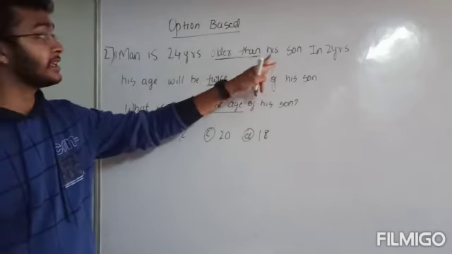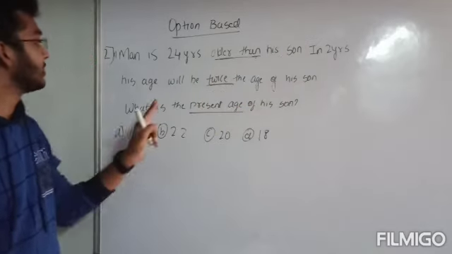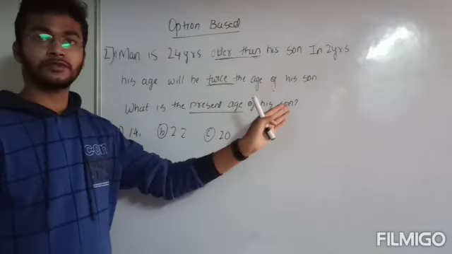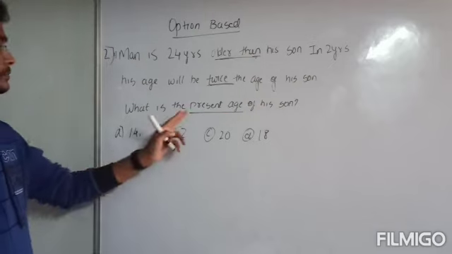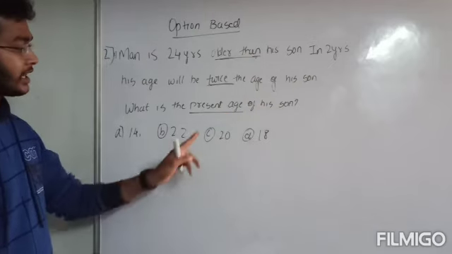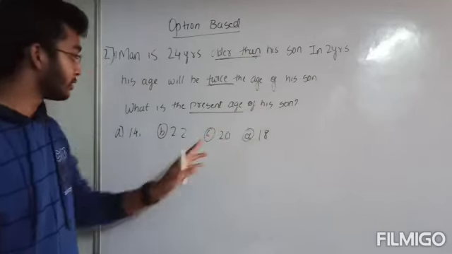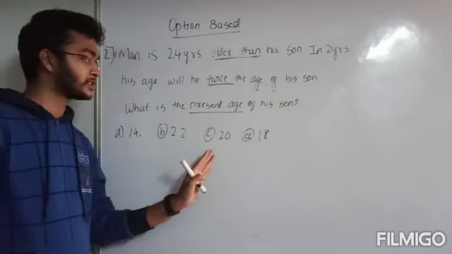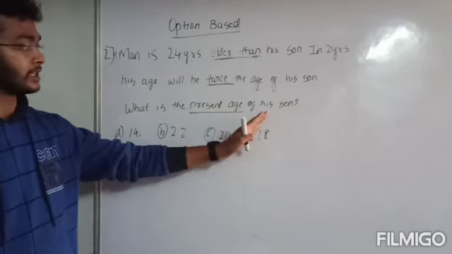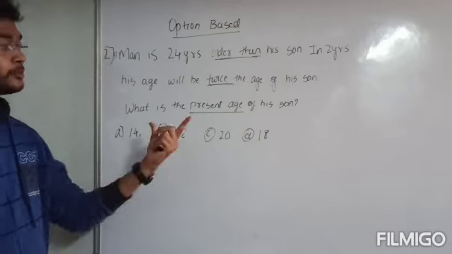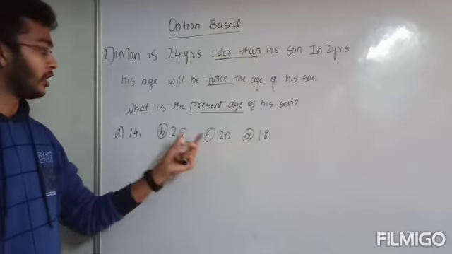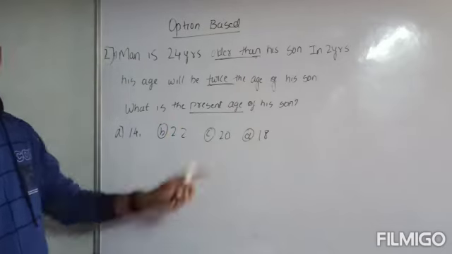24 years older than his son. In 2 years, his age will be twice the age of his son. Okay. What is the present age of his son? So basically they are asking the present age of his son. So the given options will be the present age of his son. So I need to choose the appropriate age of the son that suits this question.